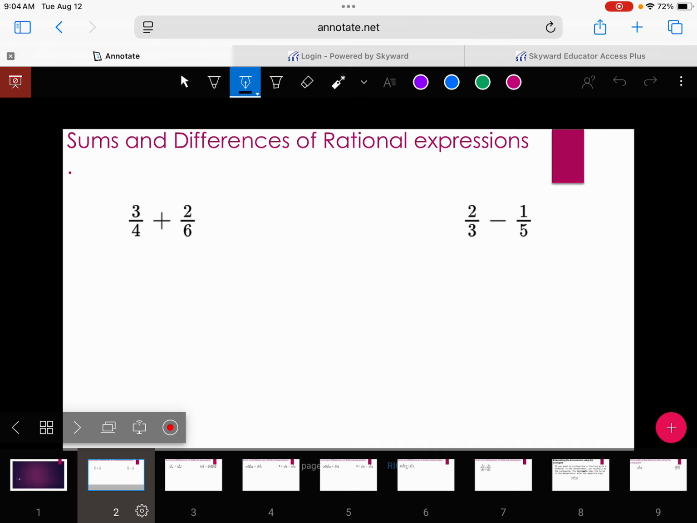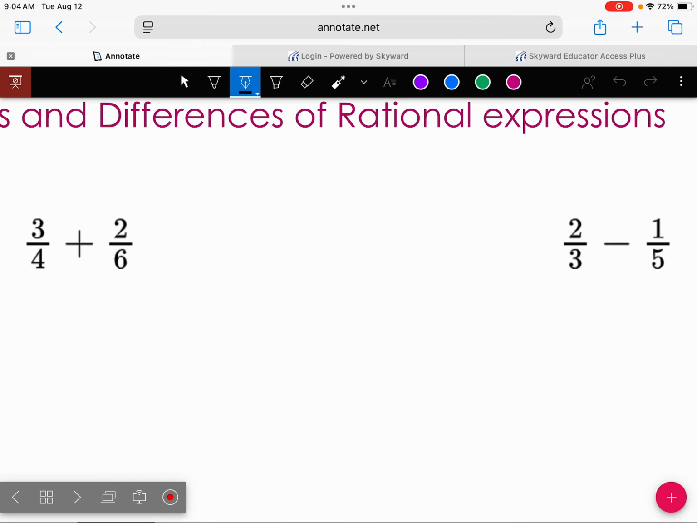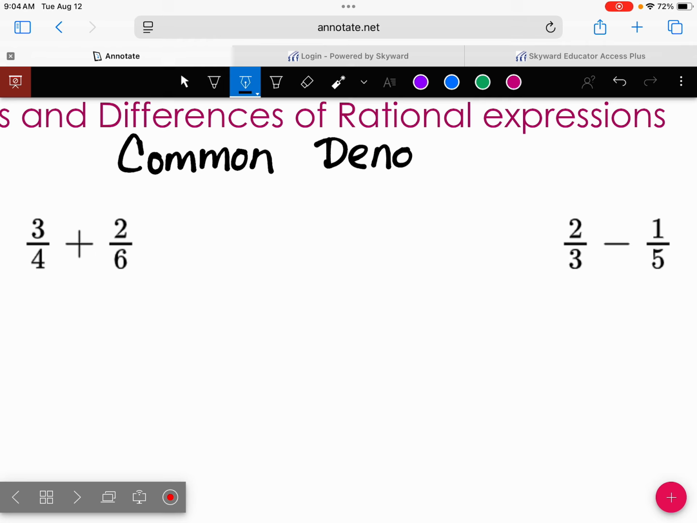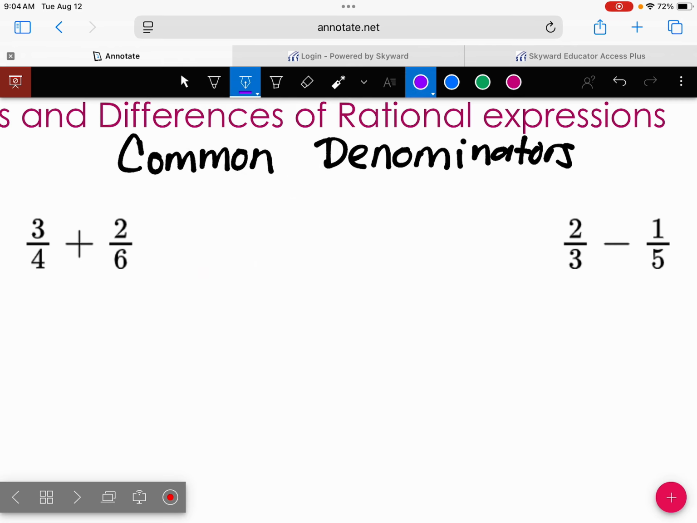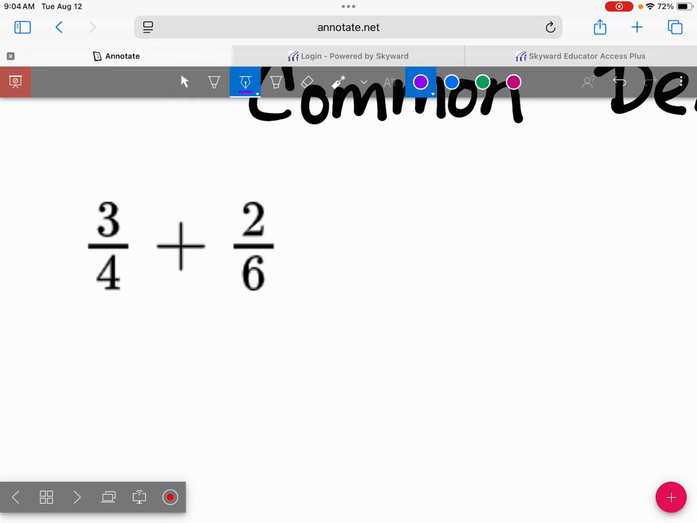Alright. So if we think this through with just numbers without looking at our rational expressions, if we're trying to add some fractions together, what do we need to have first? Common denominator. We gotta have common denominators in order to add or subtract fractions. So what is a common denominator I can do here for 4 and 6?